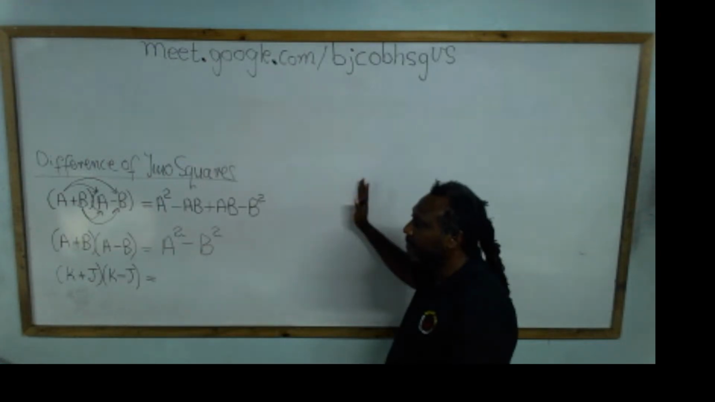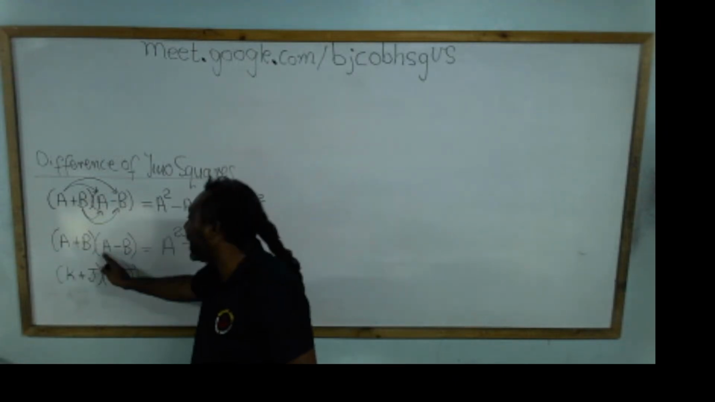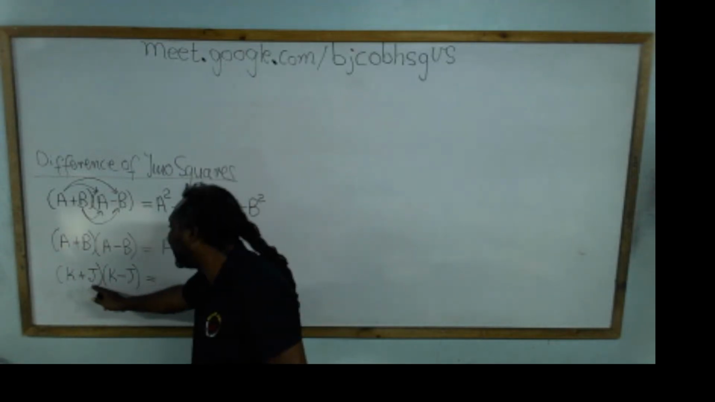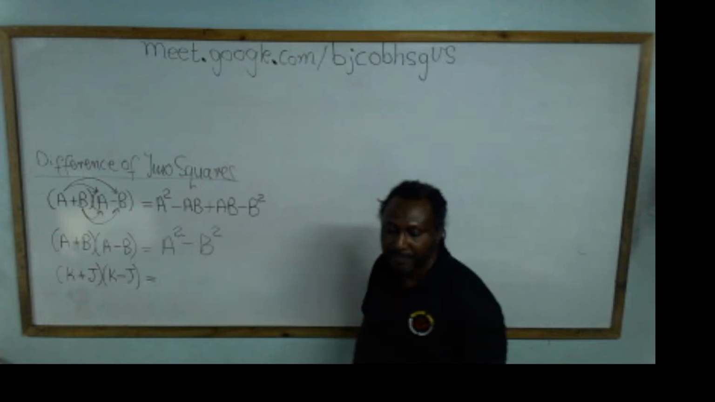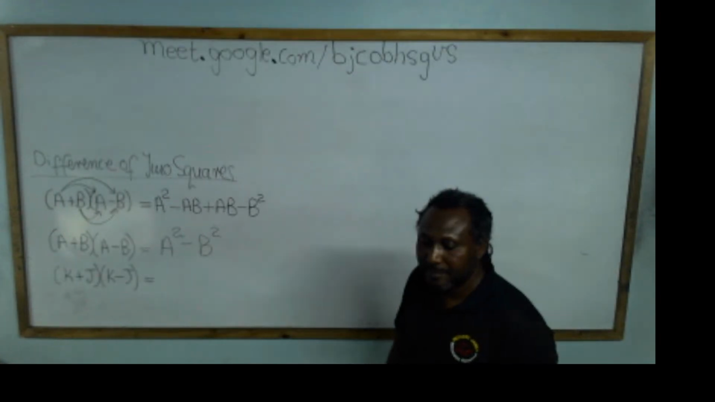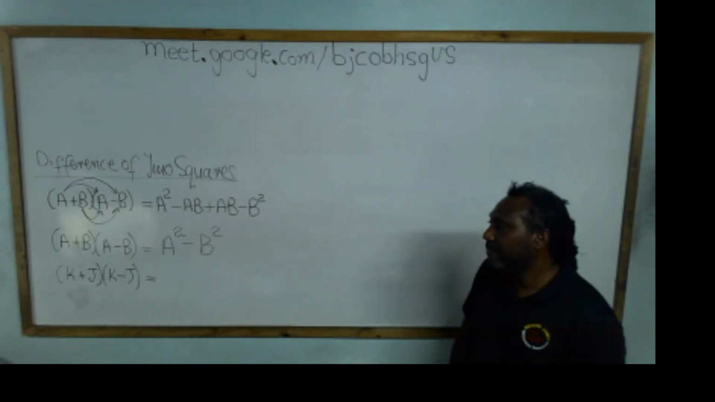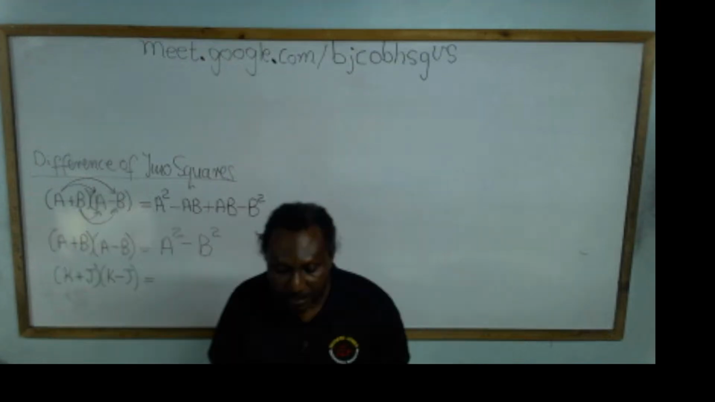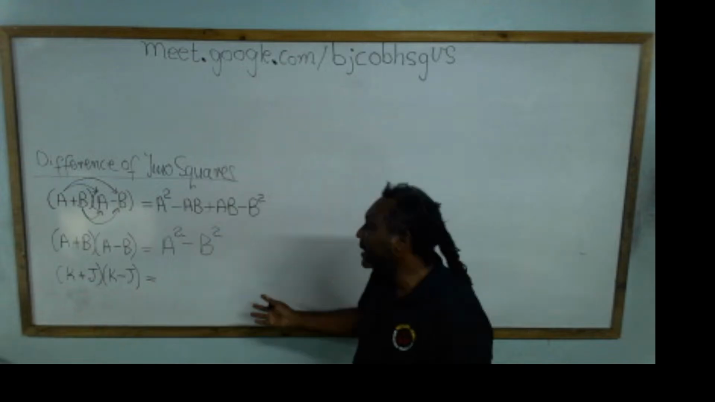Because that's not how you use the form. A plus B, A minus B give you A squared minus B squared. Then what will K plus J, K minus J give? Come on, student, you must be able to tell. That cannot be so hard.